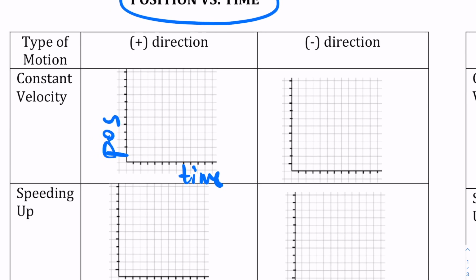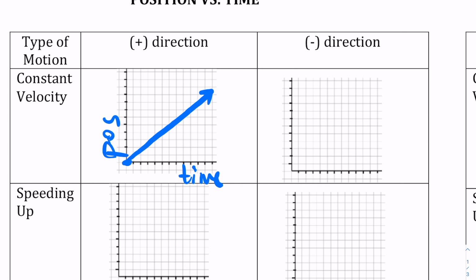In this first graph, the type of motion is constant velocity. So we're imagining an object that's moving at constant velocity, and it's moving in the positive direction. What would that look like if we were just tracking the position versus time? Well, let's say the object is starting at a position of 0, and if it's moving in the positive direction at constant velocity, then the increase in position would be constant over time. And so you just get this straight line up and to the right.